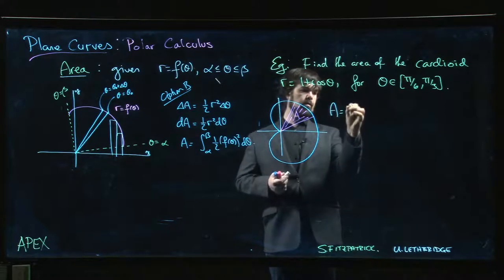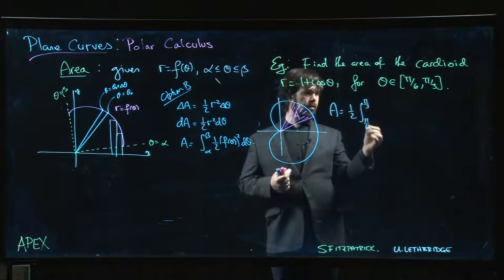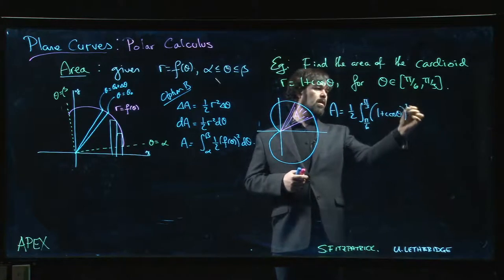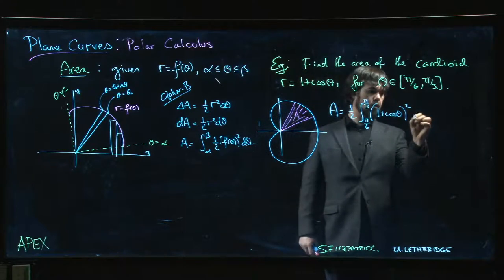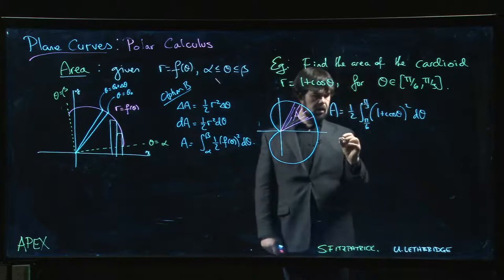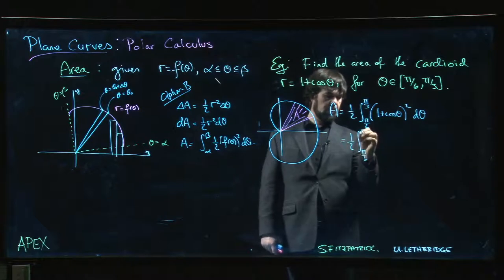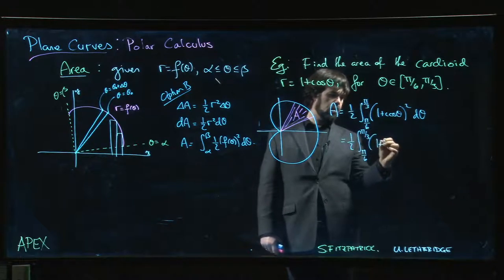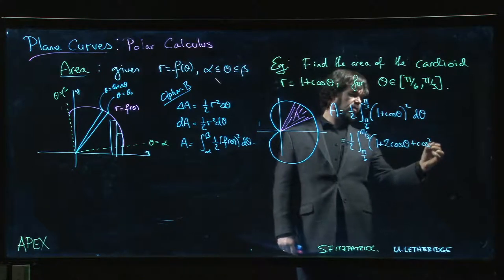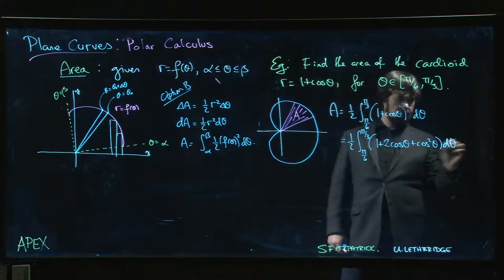Say the area is going to be 1/2 integral from pi over 6 to pi over 3 of (1 plus cos theta) squared d theta. Now, we're going to have to multiply that out. There isn't any slick identity to get us straight there. We got a little bit of work ahead of us. We got 1 plus 2 cos theta plus cos squared theta, d theta.